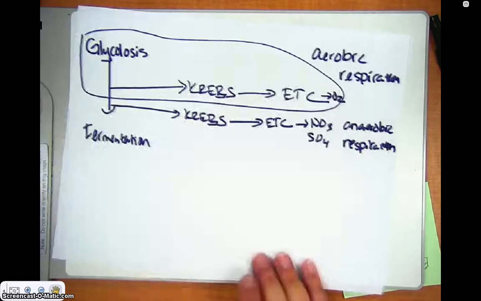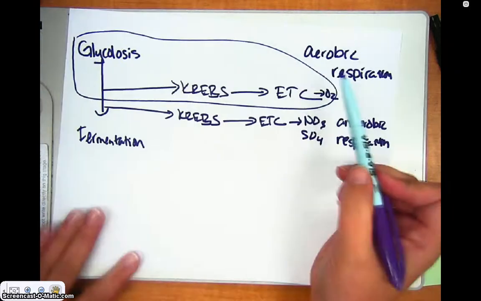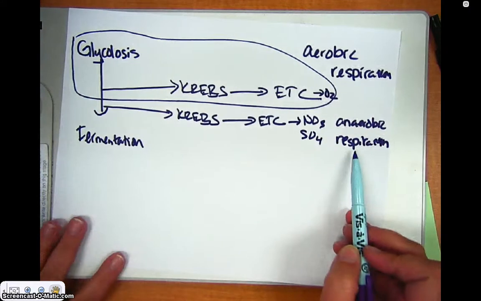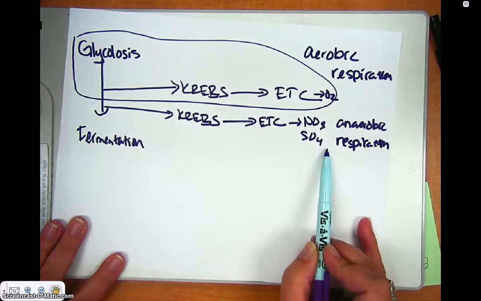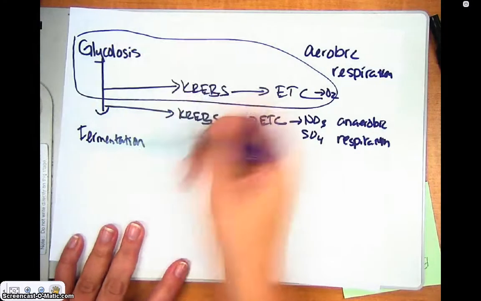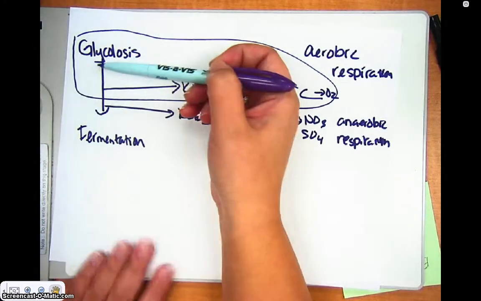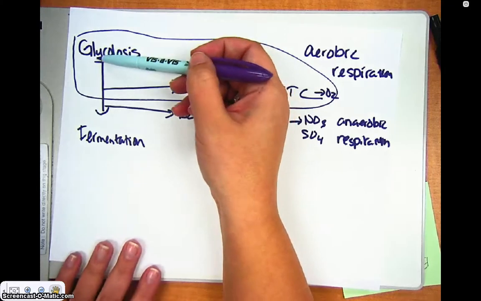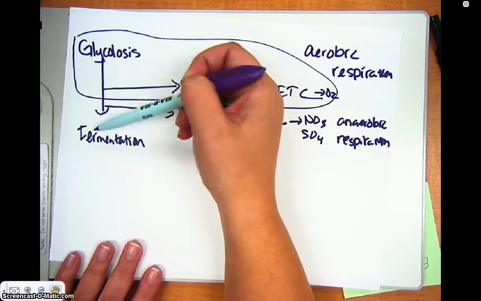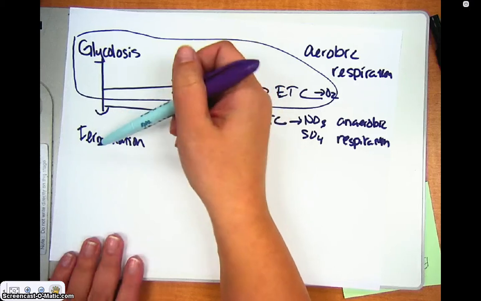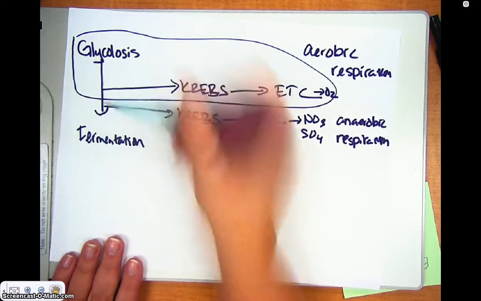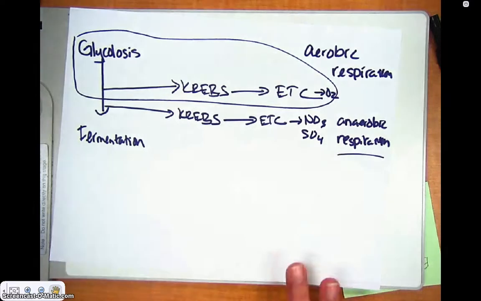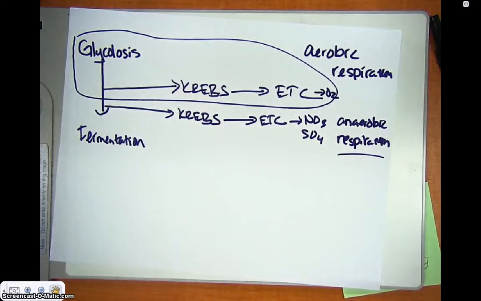Okay, so we have aerobic respiration where you make a ton of ATP. We have anaerobic respiration where you also make a lot of ATP, we just don't have oxygen at the end. Or we have this process of going through fermentation, which makes very small amounts of ATP. And this is considered an anaerobic process because there is no oxygen present. However, it is not respiration, which is this step that goes through the Krebs cycle and the electron transport chain.